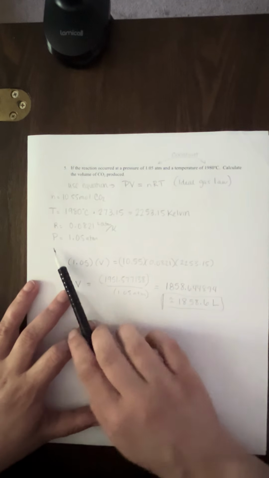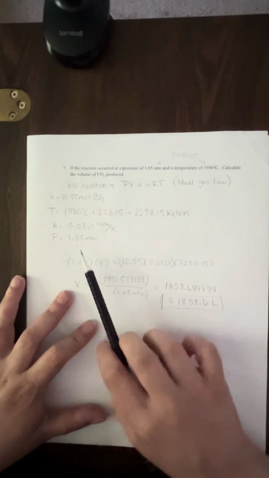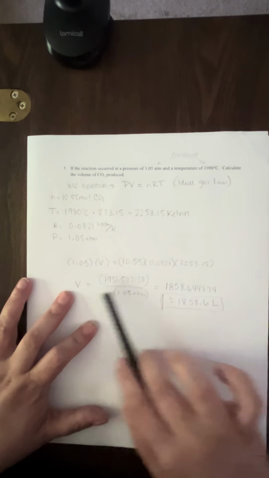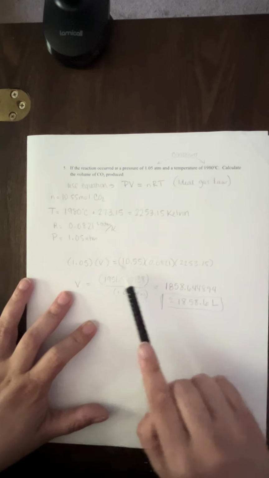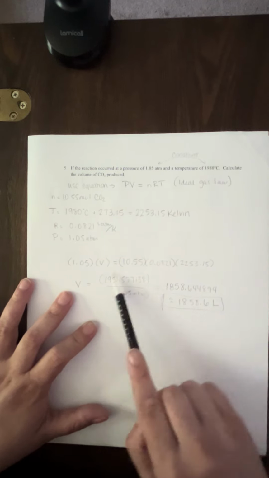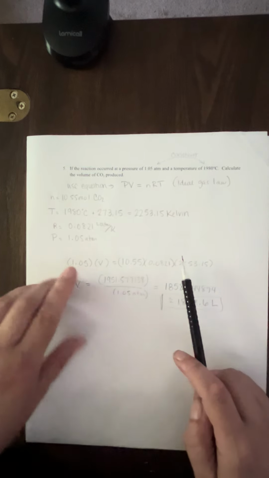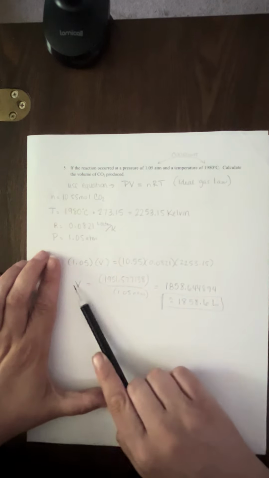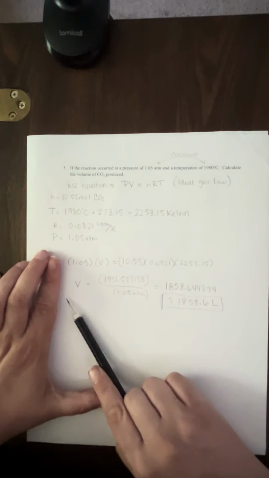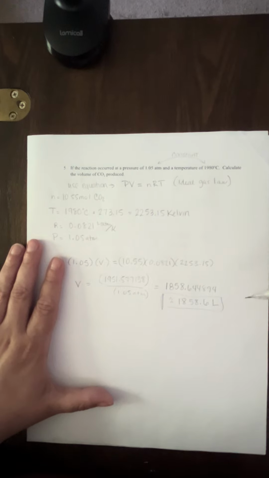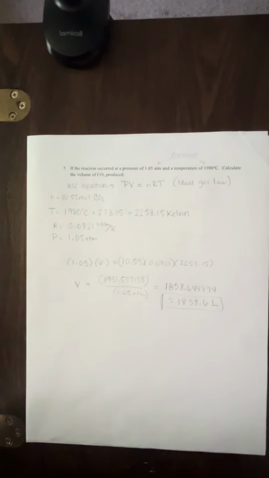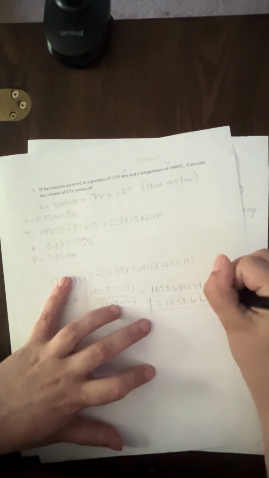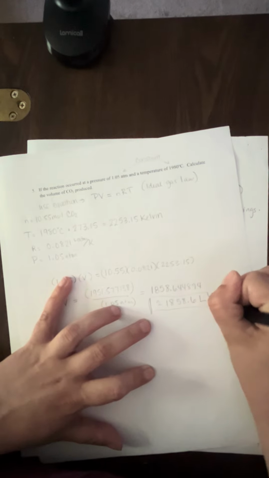Then P is pressure, the number of atmospheres that we have, which we took from up here. We plug it all into that equation, and because we're solving for V, we take all of this and divide it by 1.5 so that we isolate V on this side of the equation. We do these calculations, plug it into the computer, and what we get is 1,858.644894 liters, which I rounded to 1,858.6 liters of CO2 produced.